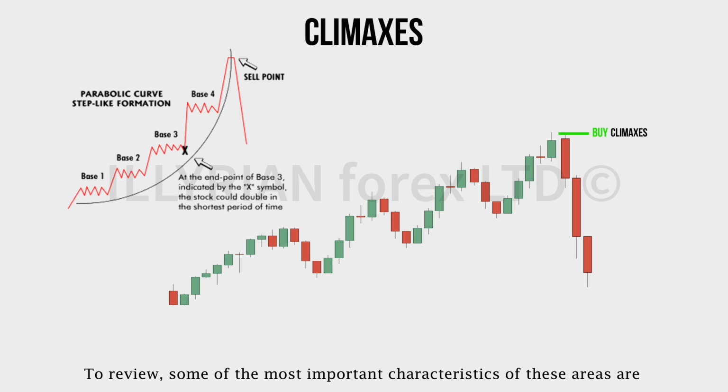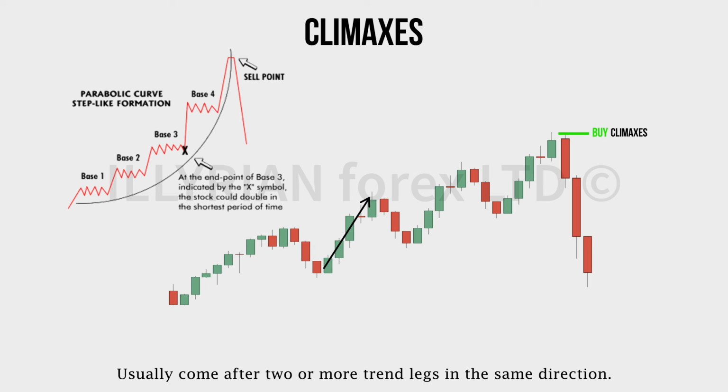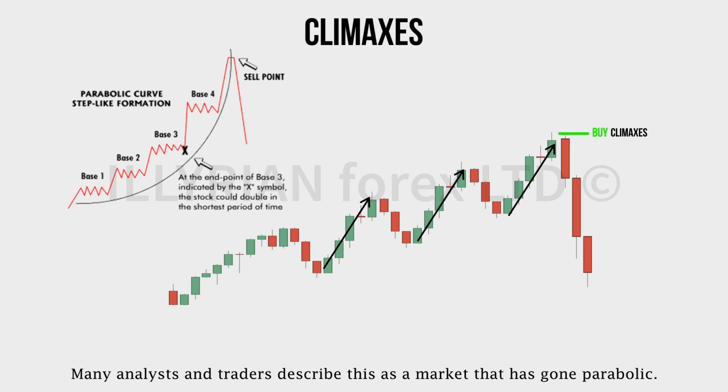To review, some of the most important characteristics of these areas are: they usually come after two or more trend legs in the same direction. They show an acceleration in the direction of the previous trend. Many analysts and traders describe this as a market that has gone parabolic.